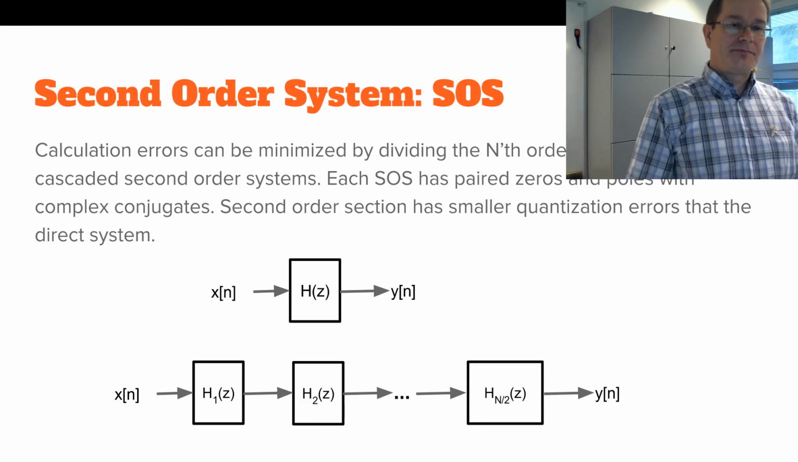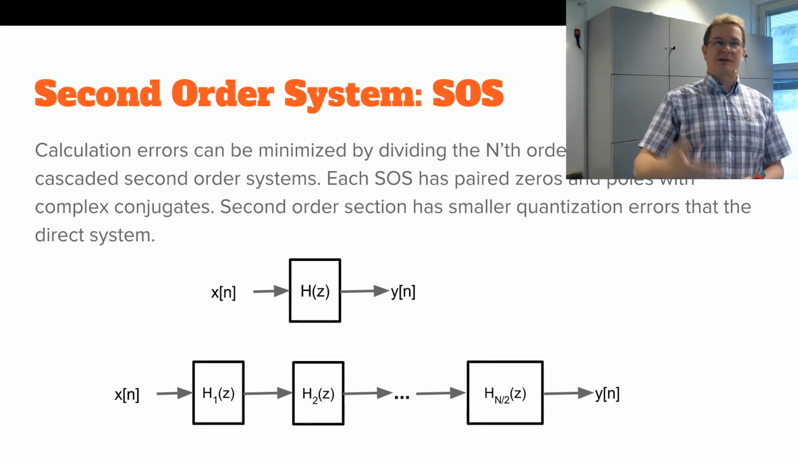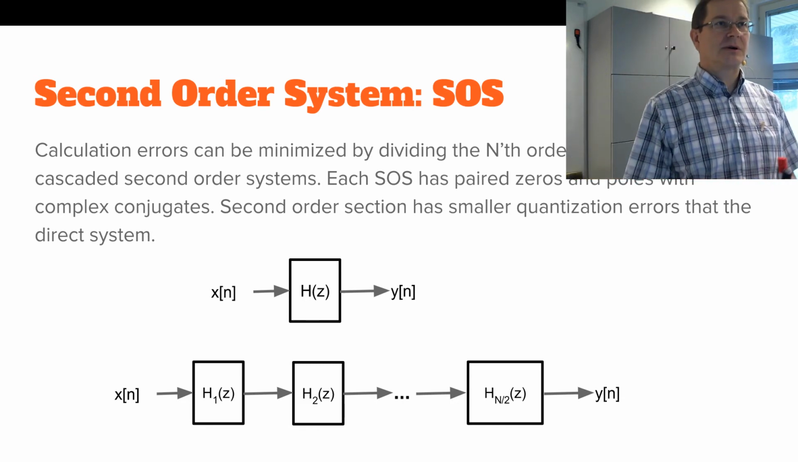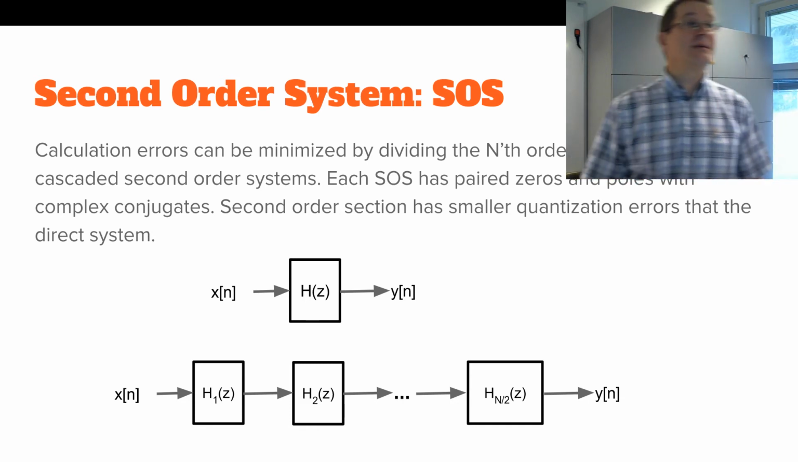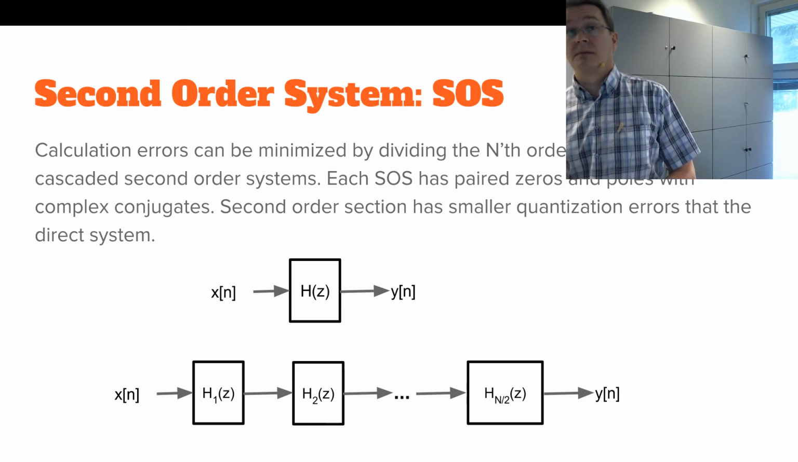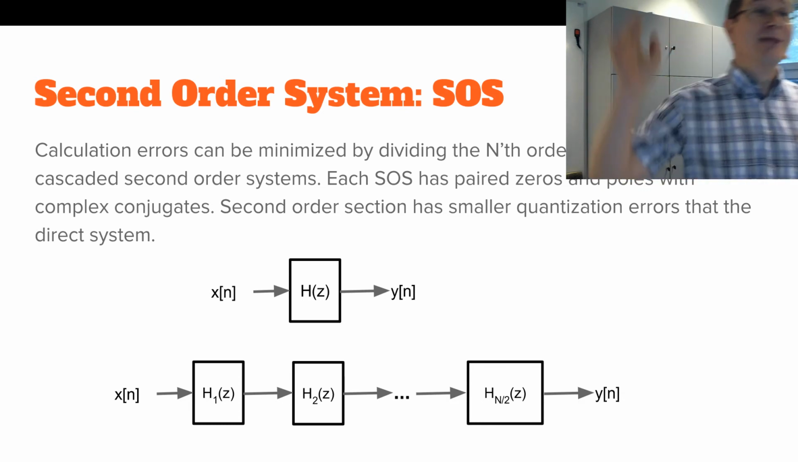But anyways, so second order sections have smaller quantization errors than the direct system, period. So if you are doing an implementation on a fixed precision system, SOS helps.